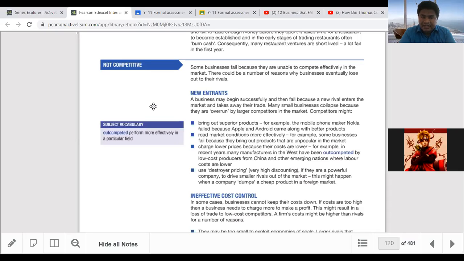Competitors should charge lower prices because their costs are low. We call this penetration pricing. You can actually outcompete those people by charging lower prices. These are the strategies to overcome the competition, and also destroyer pricing. Sometimes you can see China and others doing this. They are reducing prices to very low levels, even less than the cost, to drive smaller rivals out of the market. This might happen when a company dumps a cheap product in a foreign market. We call it a dumping strategy.